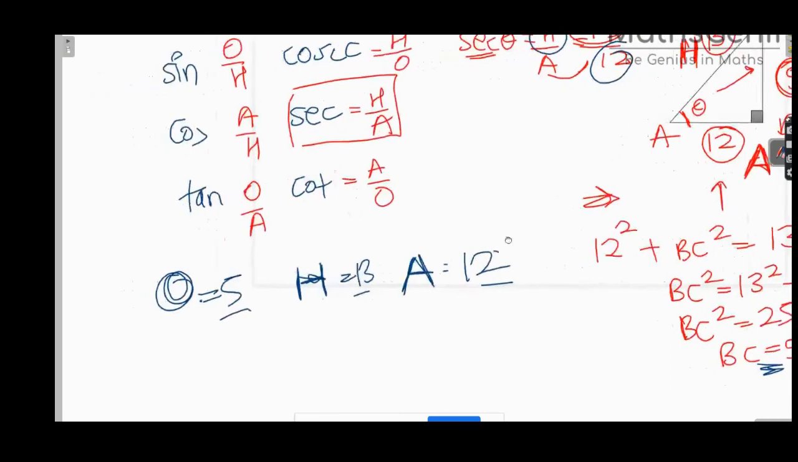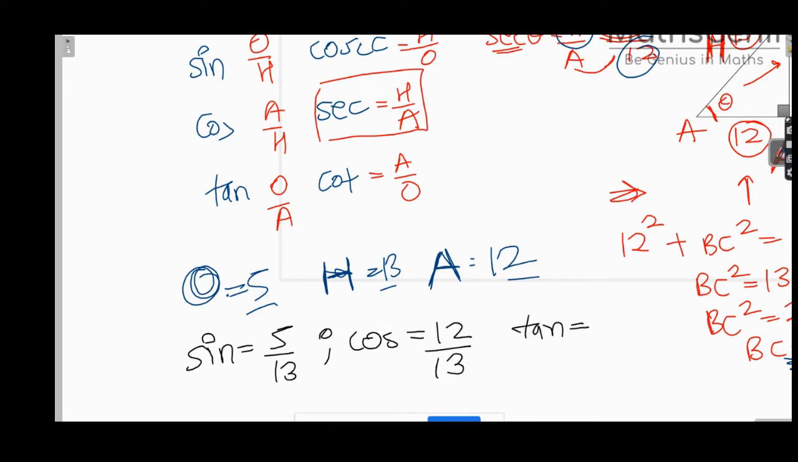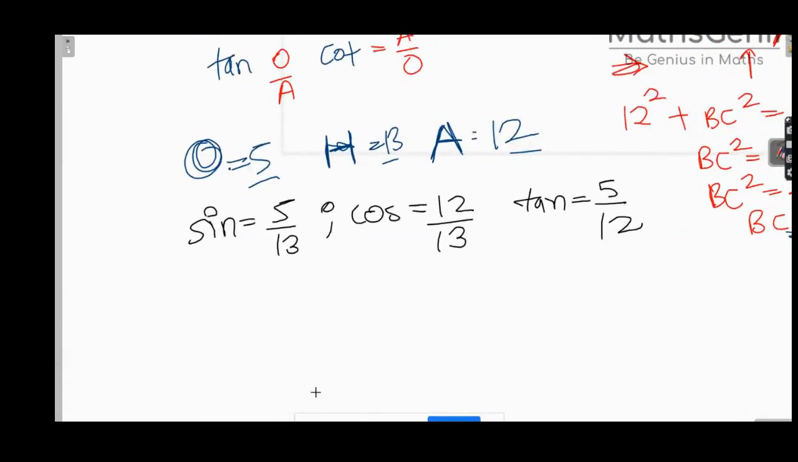And we also have all the formulas in front of us. What is sine? O upon H. What is cos? A upon H. What is tan? O upon A. OH, AH, OA. Now how have I taught you? Below tan, always cot. Sine, cos, tan, cot, sec, cosec. So when you find the first three, the next three automatically come.